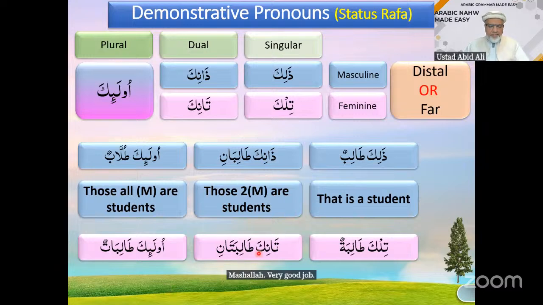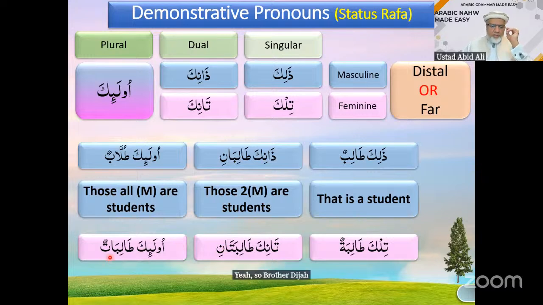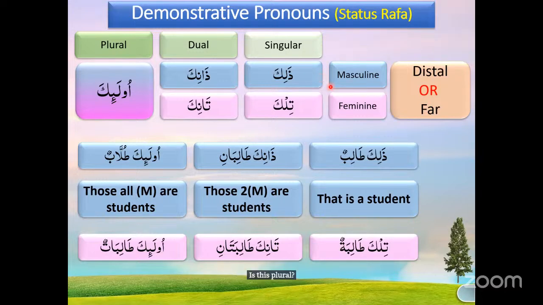Jazakallah khair. Okay, Brother Ijaz, you're muted. Yes. So Brother Ijaz, ulaika talibatun. This word talibatun, is this plural? Yes, plural. And what kind of plural is it?